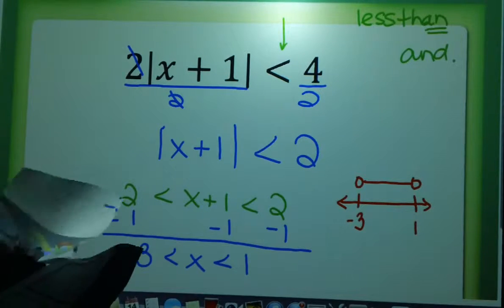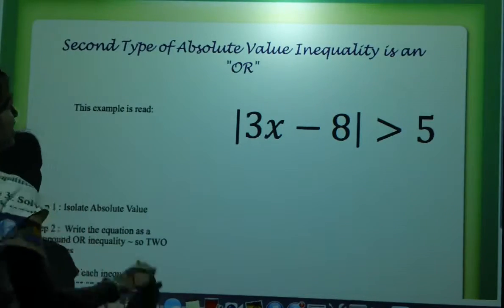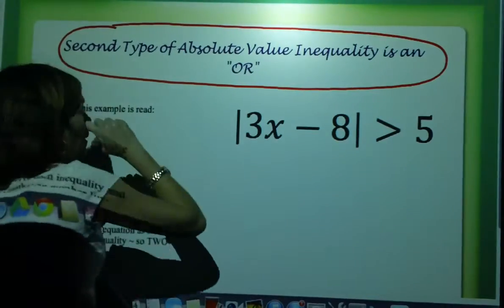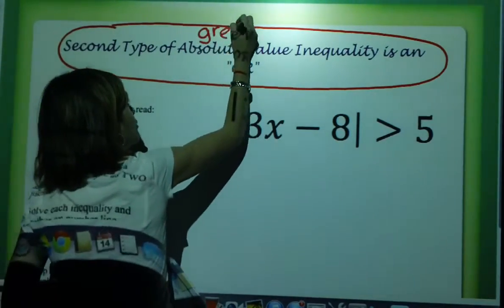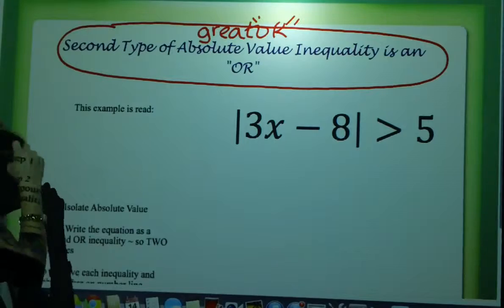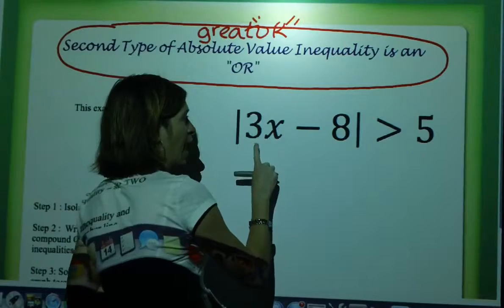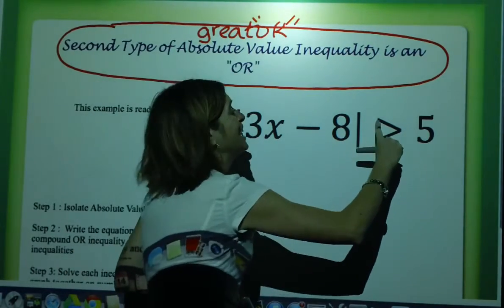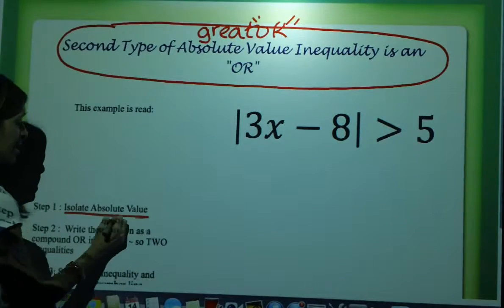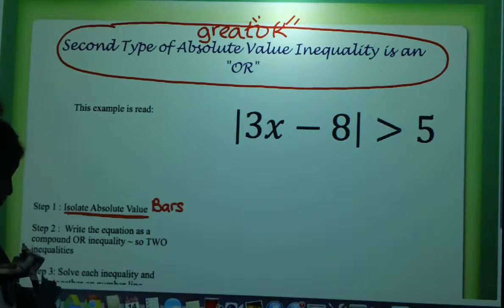All right, let's start by looking at one that is greater than. The second type of absolute value inequalities is an or inequality, and again, it's going to be when the absolute value is greater than a number. So let's read this example: the absolute value of 3x minus 8 is greater than 5. Step one is still to isolate the absolute value bars, which it's already in that form.